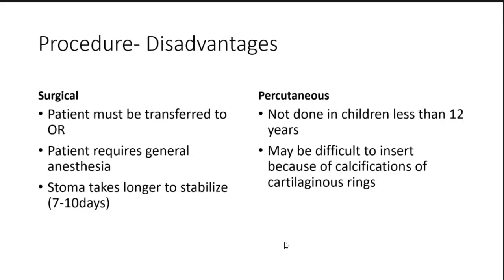And the size of the stoma is usually smaller, so it stabilizes much quicker. So the disadvantages are kind of the opposite. The patient has to be transferred to the OR for the surgical ones. They require general anesthesia. And usually that stoma takes a little bit longer to stabilize. Percutaneous trachs we cannot do on children less than 12 years of age, and it sometimes can be difficult if there's certain airway anomalies that make it hard to get through those cartilaginous rings.